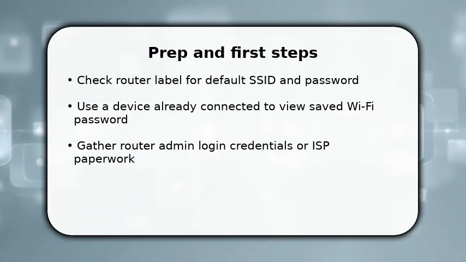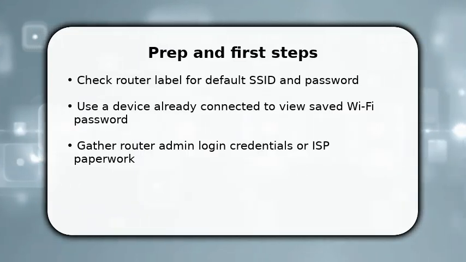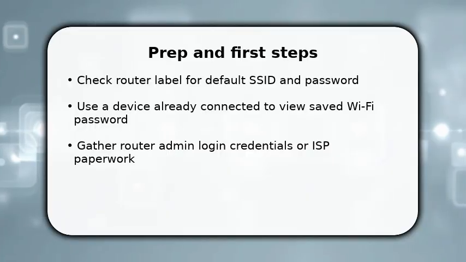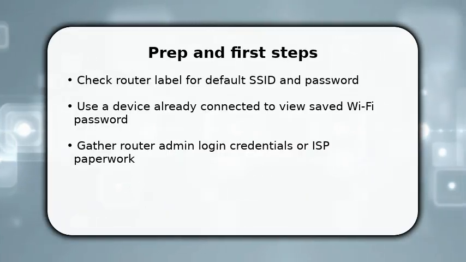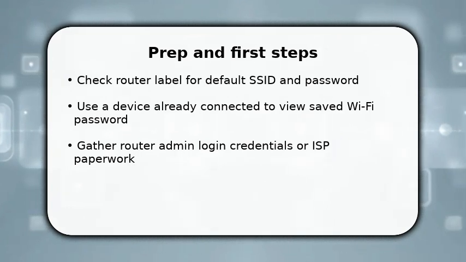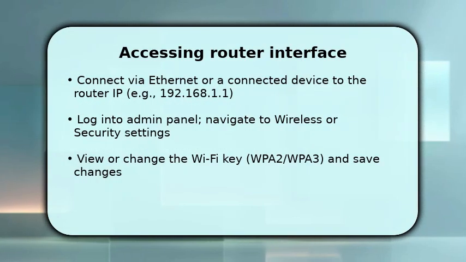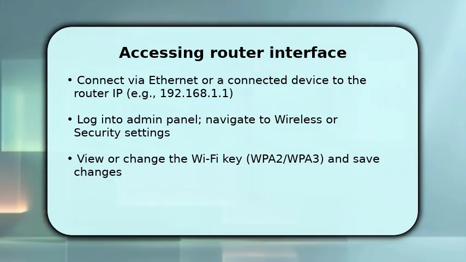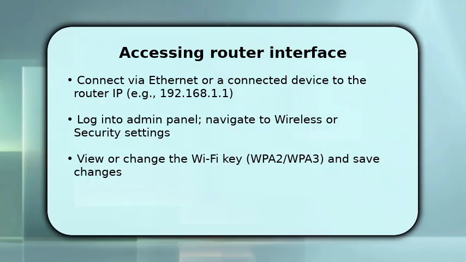Make sure to have the router admin username and password or your ISP paperwork ready, since you may need them to access the router interface if defaults were changed. You now access the router's admin interface. Connect directly by Ethernet or use a device already on the network, then visit the router IP like 192.168.1.1 in a browser. Log in with admin credentials.